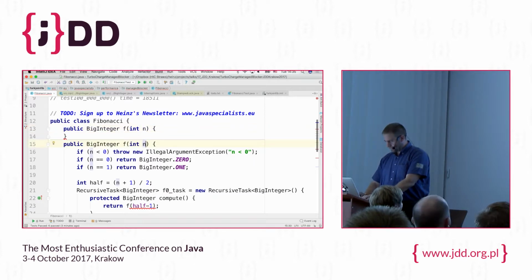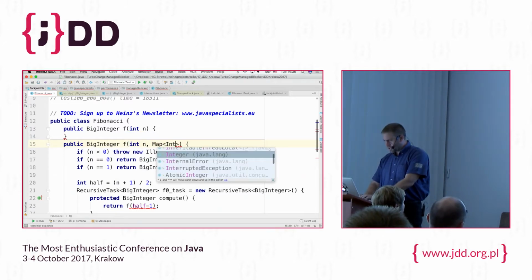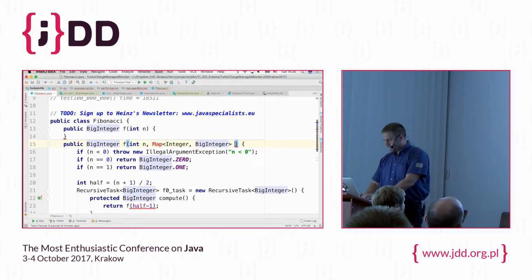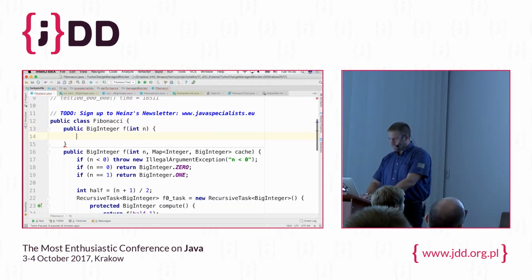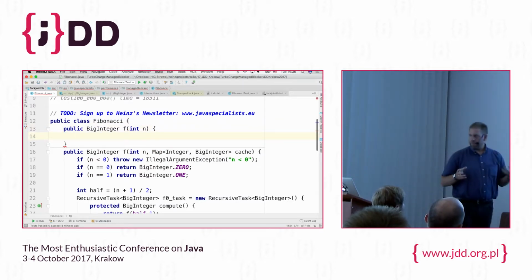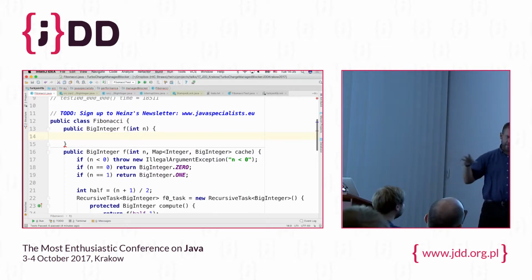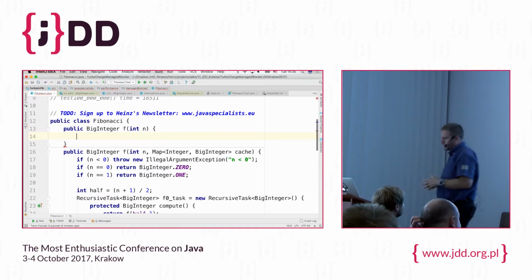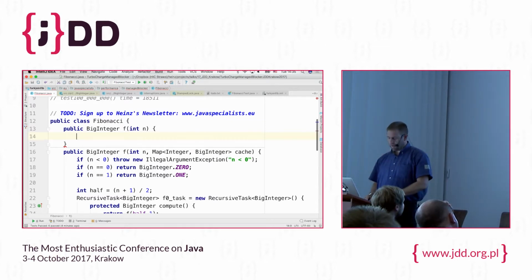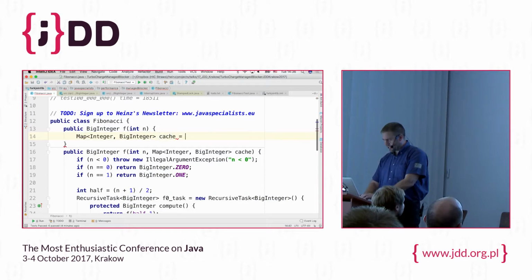So this is going to be comma BigInteger, comma Map of Integer, comma BigInteger. That's going to be our cache. When we construct it, we're going to create a map. Now, it's going to be a map which multiple threads are going to be reading and writing data into and out of. So it needs to be a thread-safe map. So, of course, we need to use a ConcurrentHashMap. And so we're going to do this. Map of Integer, comma, BigInteger, cache equals new ConcurrentHashMap.